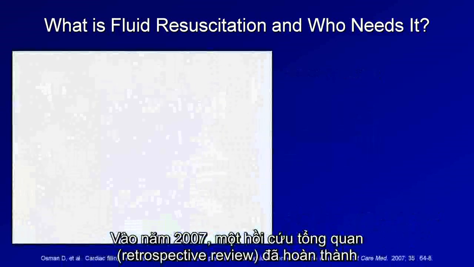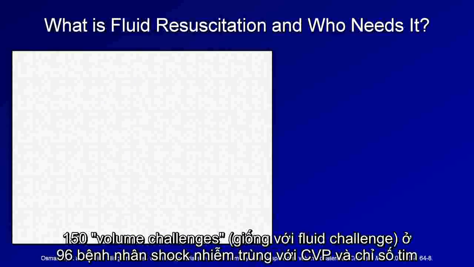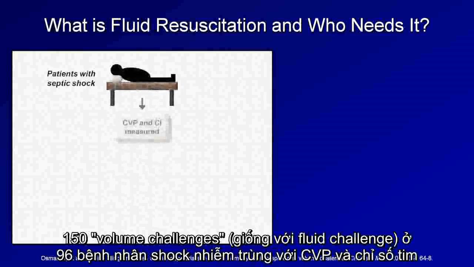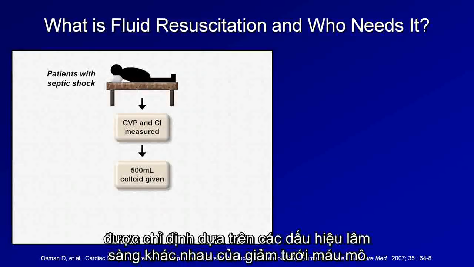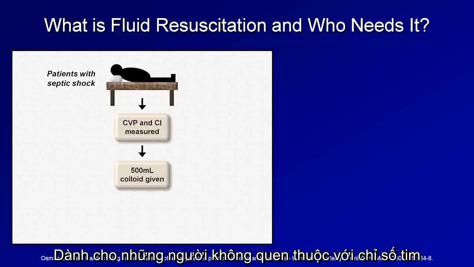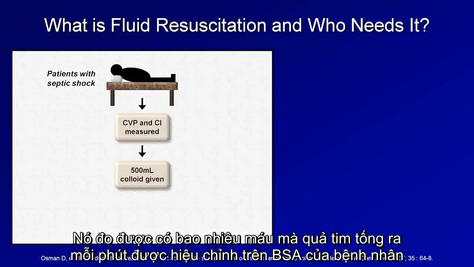In 2007, a retrospective review was done of 150 volume challenges in 96 patients with septic shock, in which the CVP and cardiac index was measured before a 500 milliliter bolus of hydroxyethyl starch that was given on the basis of various clinical signs of hypoperfusion. For those not familiar with the cardiac index, it's a measure of how much blood the heart pumps each minute, corrected for the patient's body surface area.